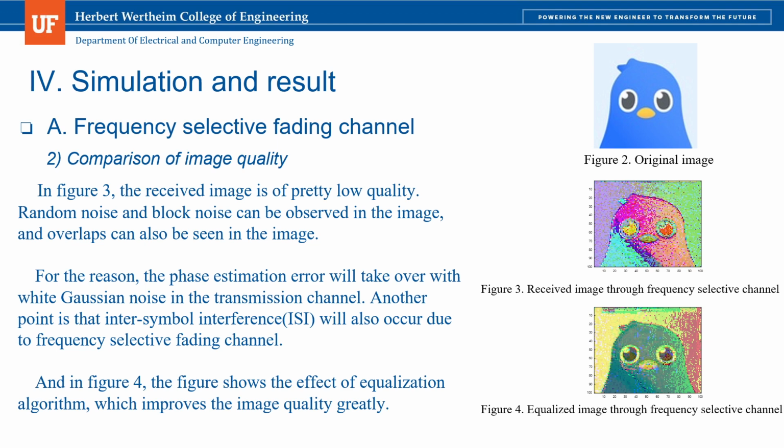Another point is that inter-symbol interference will also occur due to the frequency selective fading channel. And in figure 4, the figure shows the effect of the equalization algorithm, which improves the image quality greatly.